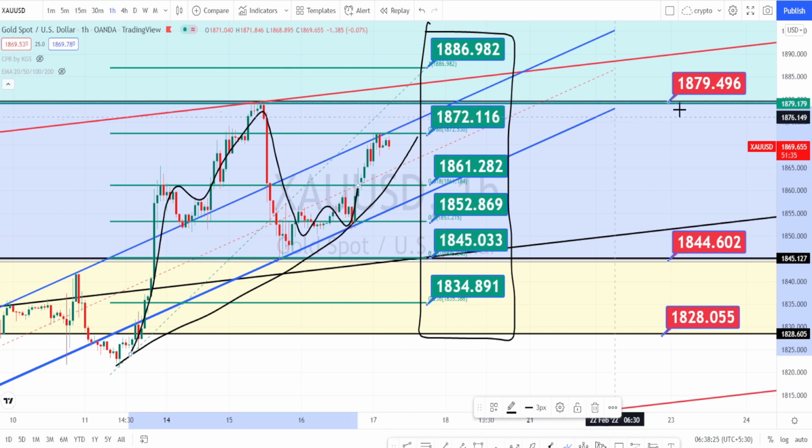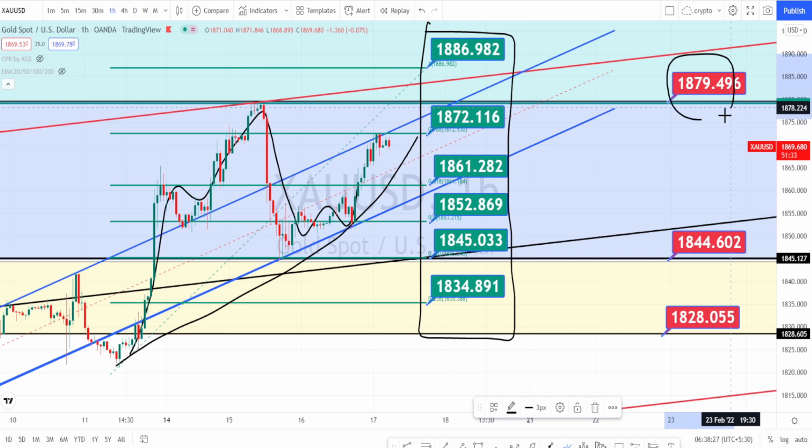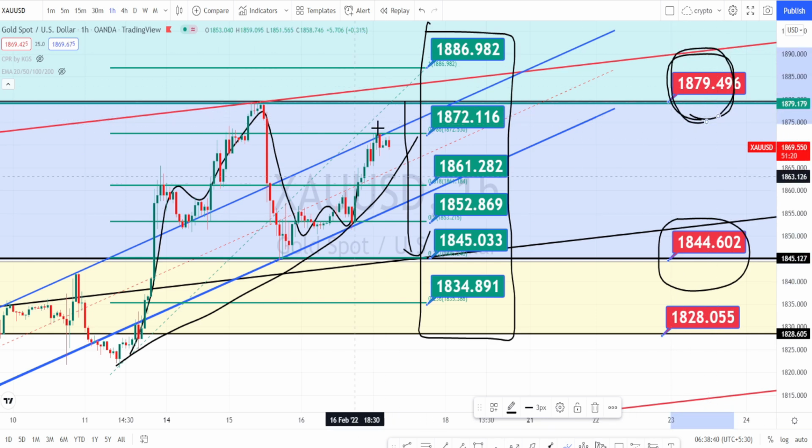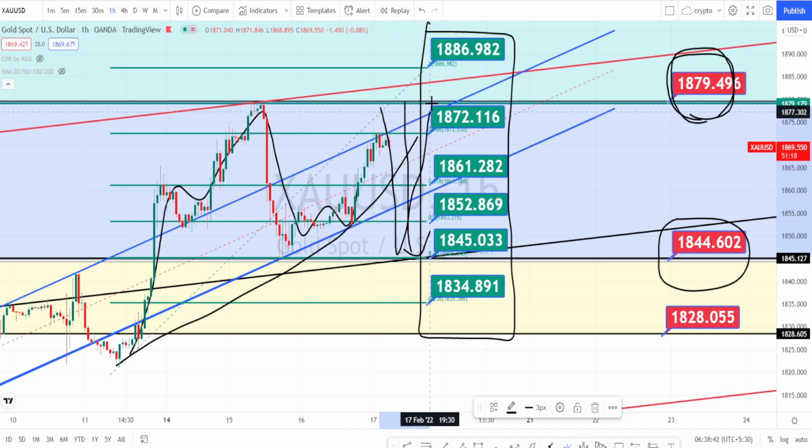We can expect the price action to test this higher time frame resistance line, then to bounce back on the bearish side. As long as the price action is trading within this support level of 1844 and resistance level of 1879, we can expect a range bound market to continue in this currency pair.